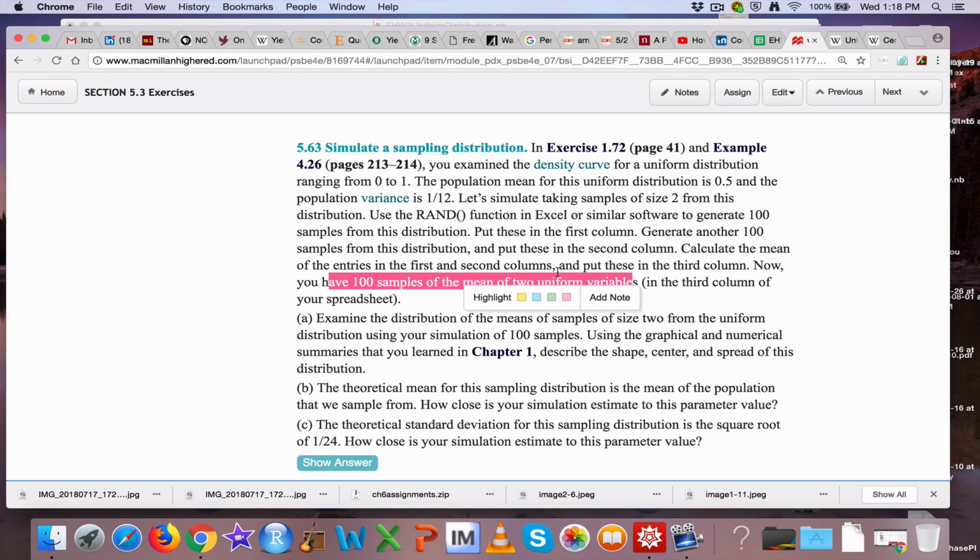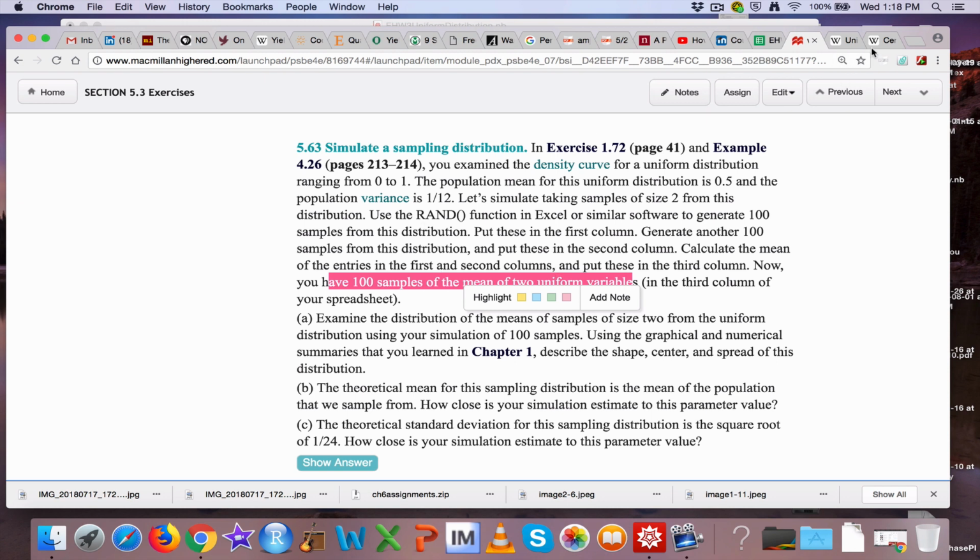X bar, the mean, would be a sample statistic. It's going to have different values for different sample points, and by graphing those values of X bar, the sample mean, we will get an approximation to the sampling distribution, which is again a model of how X bar varies from sample to sample.